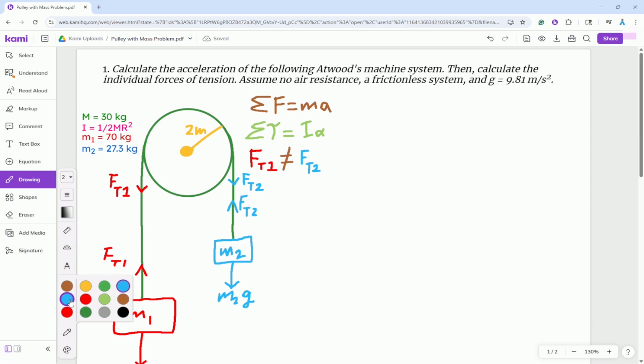So, let me draw a cool arrow. If we assume that counterclockwise is positive, this is just by convention, then FT1 is going to exert a positive torque. FT2 is going to exert a negative torque since it's pulling in the opposite direction. It's pulling clockwise, the negative direction. So now we can write our first actual equation.